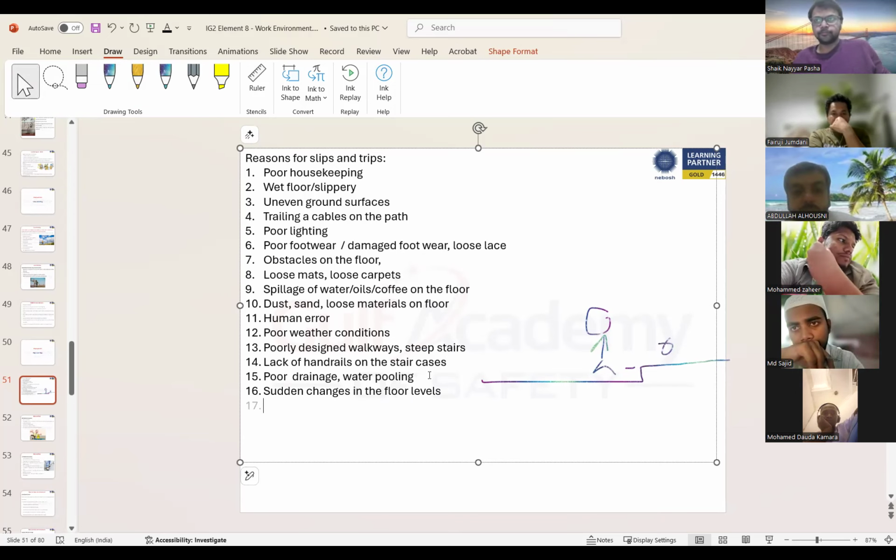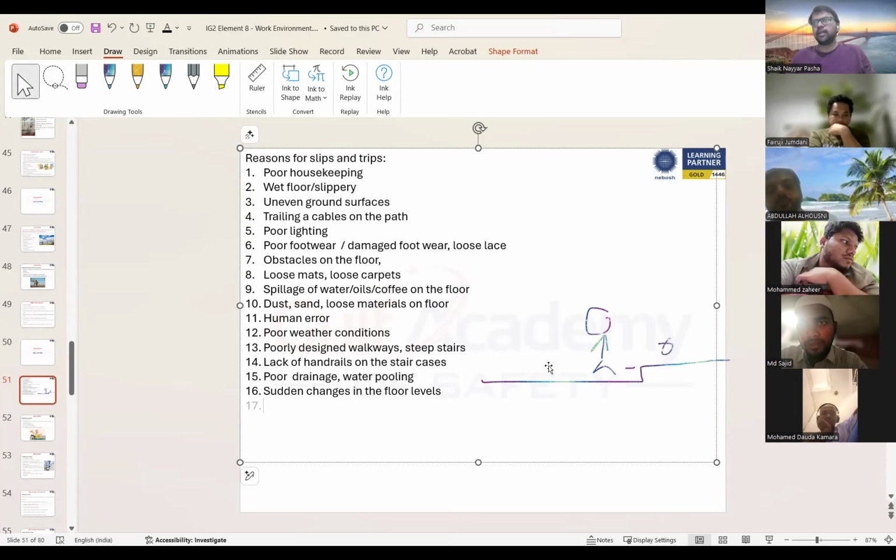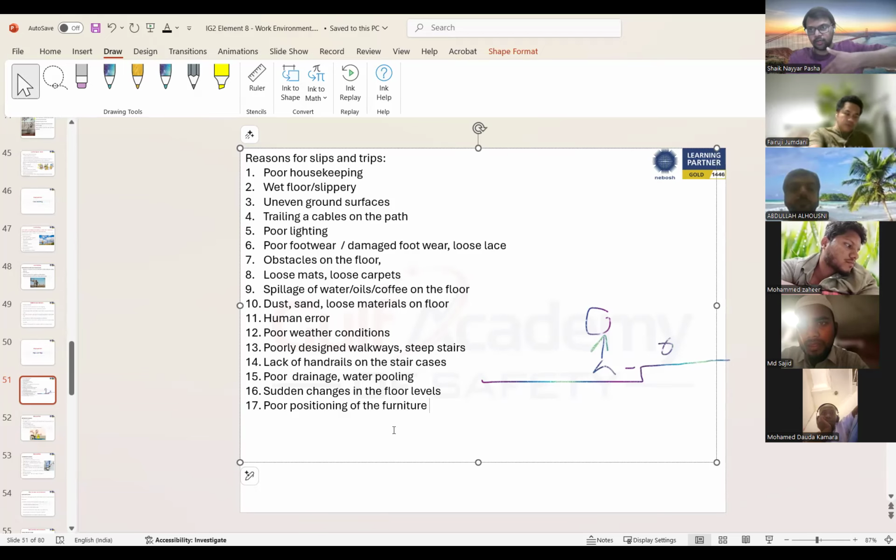Okay. And what else? Poor lighting is already mentioned, right? And poor positioning of the furniture. It is almost near the walkway where workers, while walking to and fro, might start tripping over it. That is one thing.